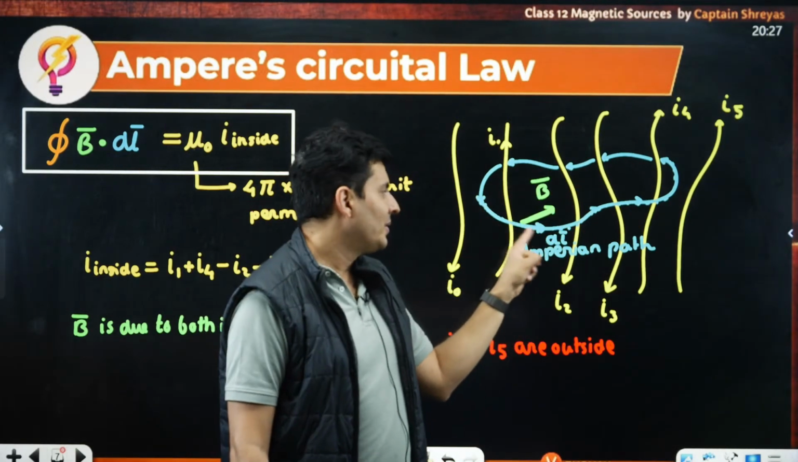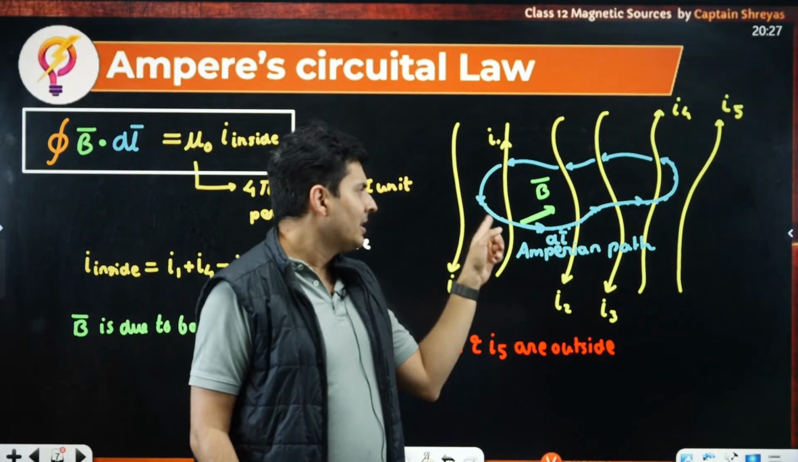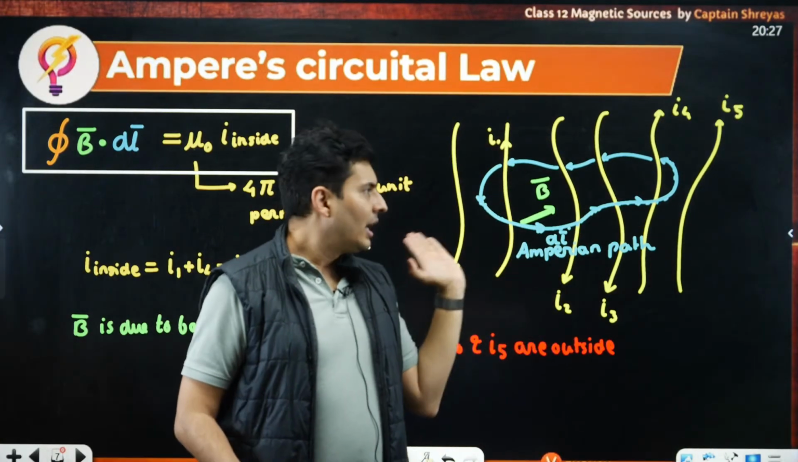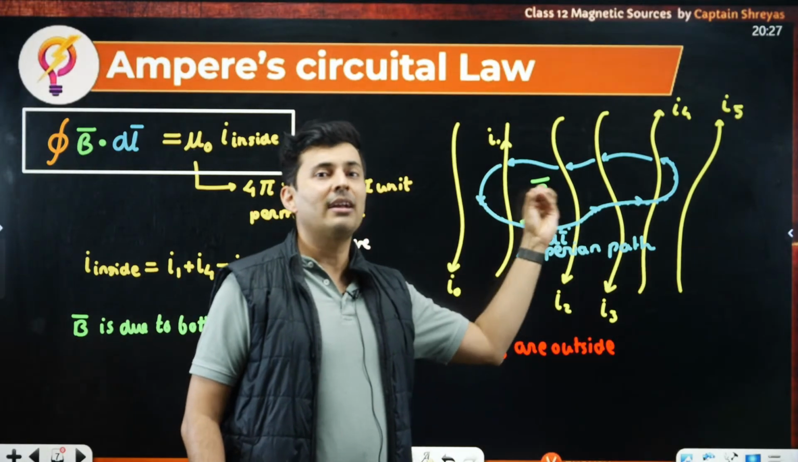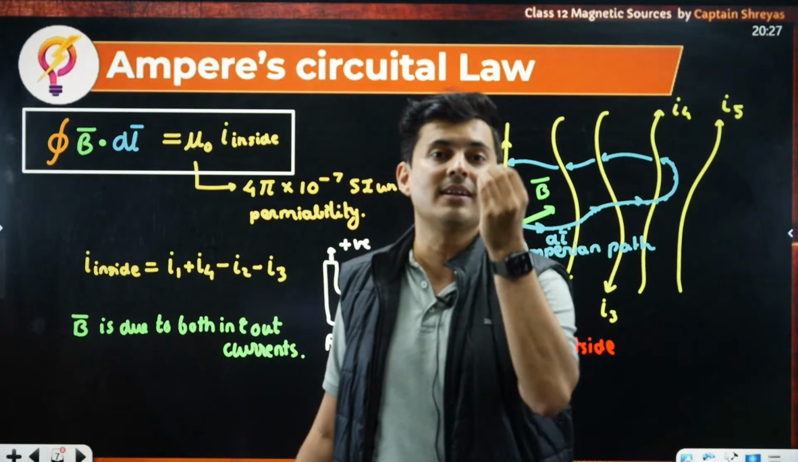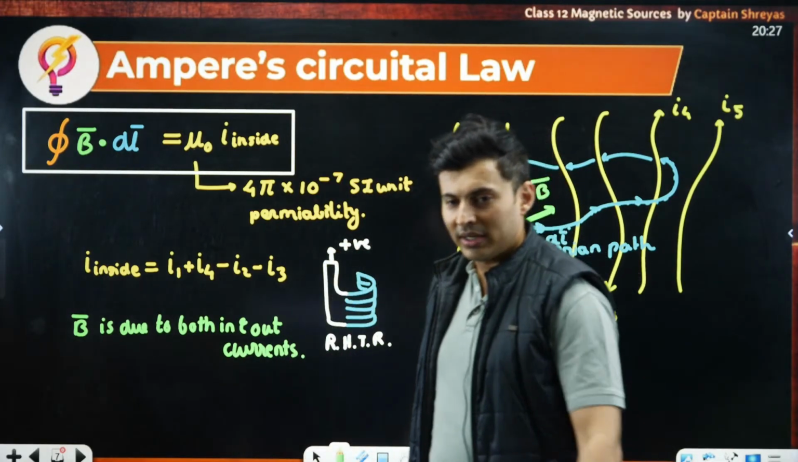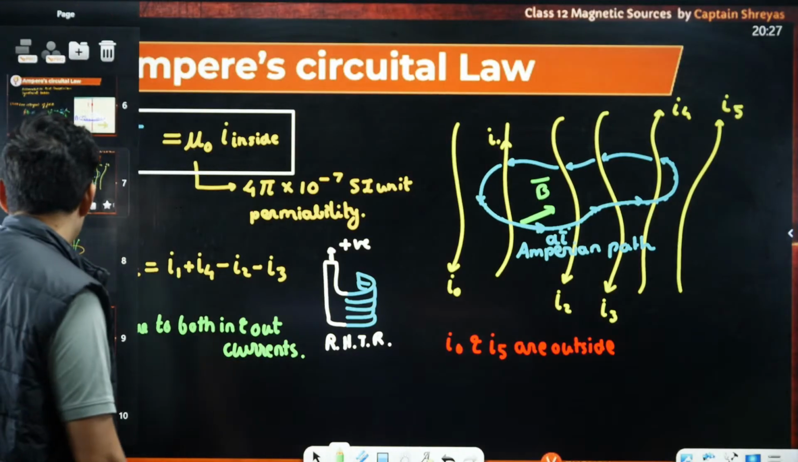Remember that? This is not a physical path. It's just an imaginary path. If I stop imagining, this blue line will not be there, and you will just see all the wires, and you will be like, yeah, every wire is producing a magnetic field over here. So it is the field due to every single thing out there. Got it? So another important thing which you should be aware of.